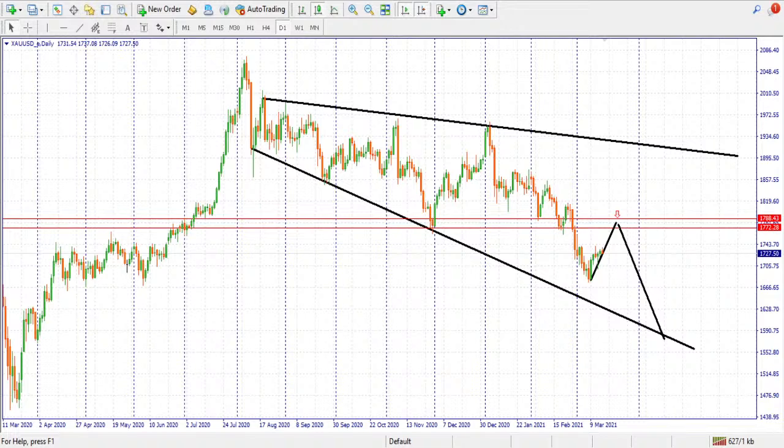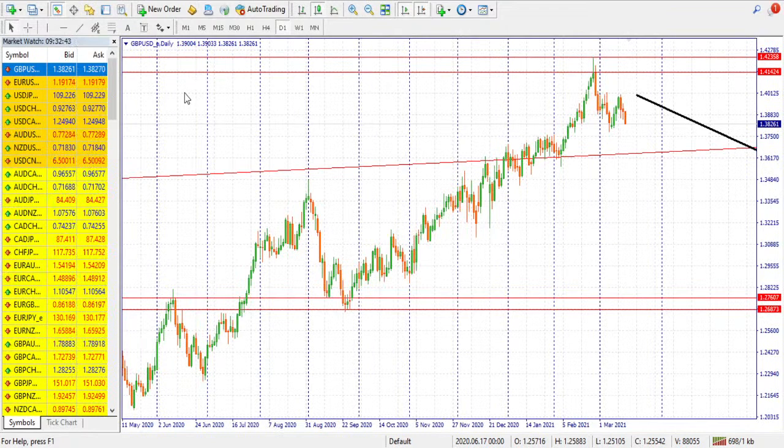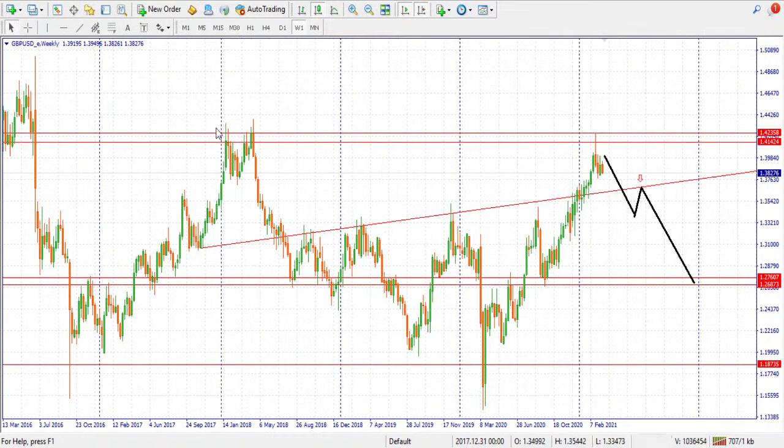We look at our next chart. The next chart is GBP USD, this one. So far this chart is bearish. The price just bounced off from a very significant resistance level, which is this.